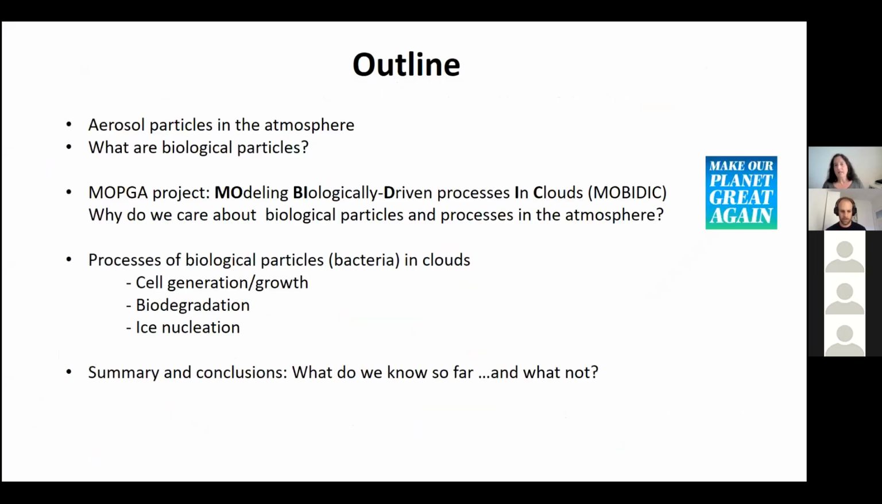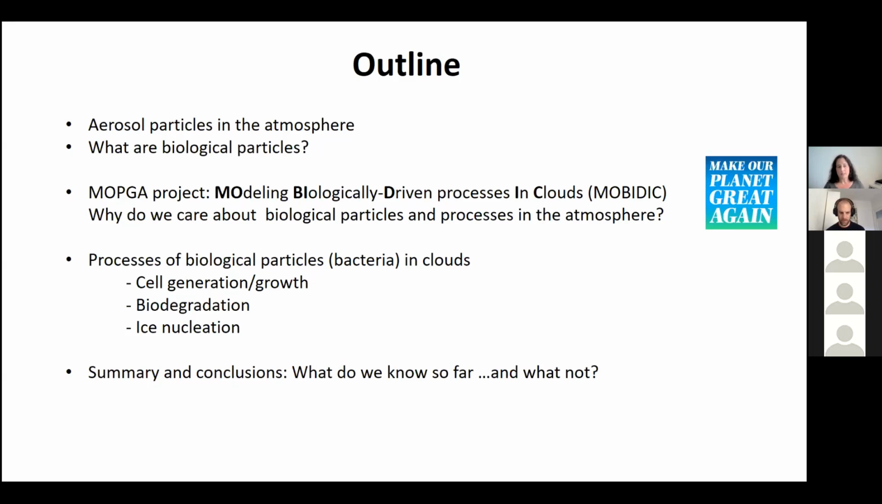So in my outline, I will show you, for those who are not that familiar with it, what is the role of aerosol particles, any particles in the atmosphere, and what is so particular about biological particles. I'll also give a brief outline of our MOBGA project, which is modeling biologically driven processes in clouds, called MoBiDiC. And then I make it clear, so why do we care about these biological particles and processes?